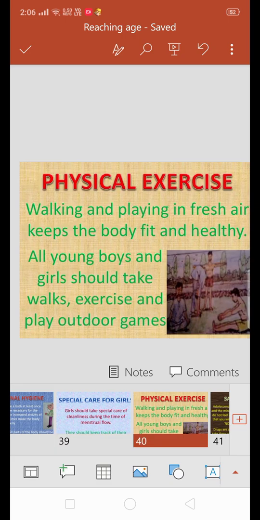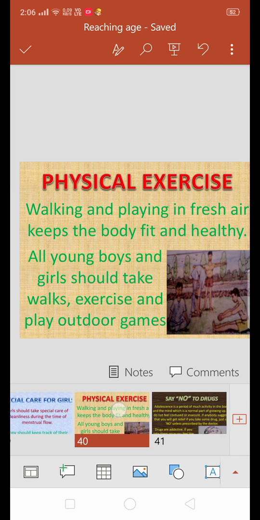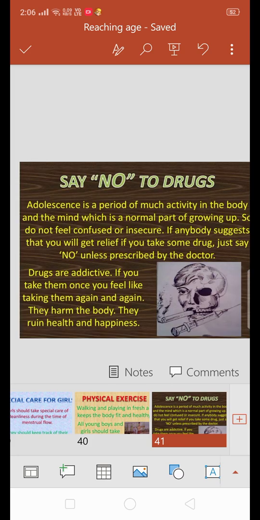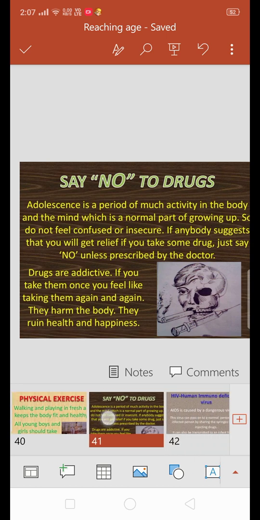Along with health, physical exercise, yoga and aerobics are also needed by the body. It is important because adolescence is a period of much activity of the body as well as the mind. So the child may feel confused or insecure, but in this insecurity he should not be attracted towards drugs. If you take them once, you feel like taking them again and again. They are harmful for the body and they ruin health as well as happiness.